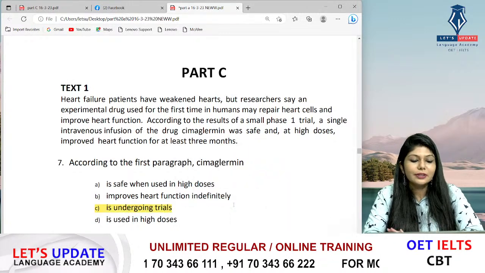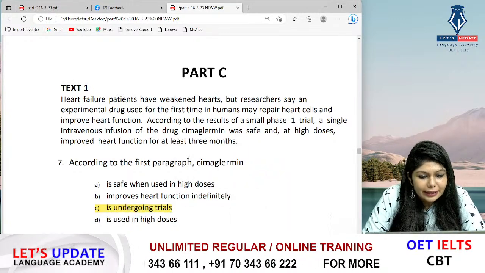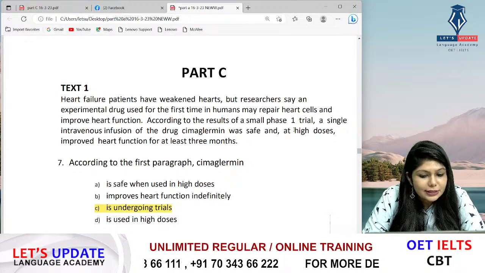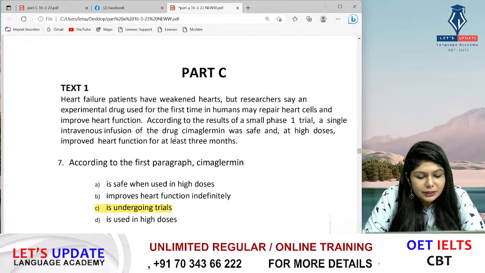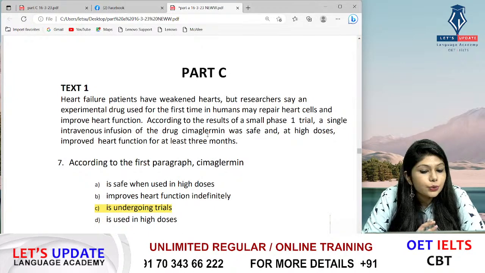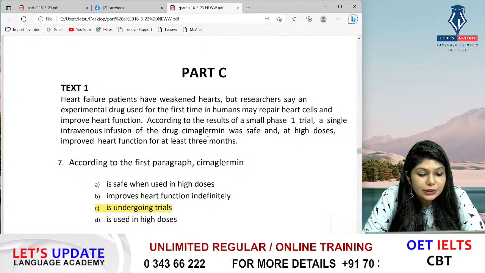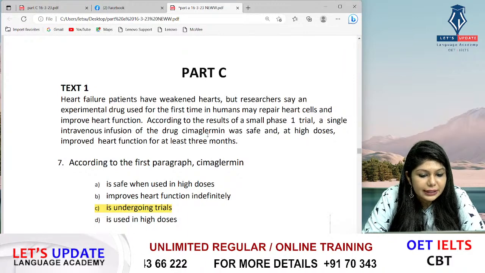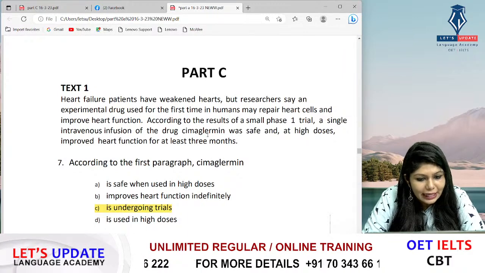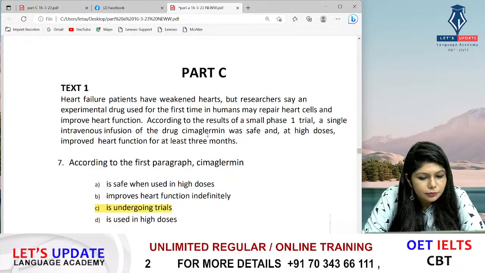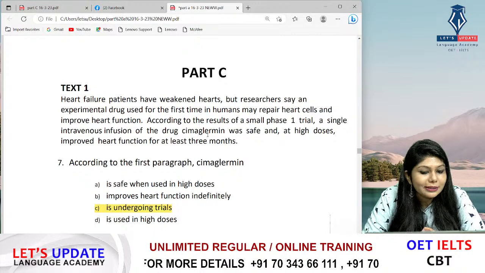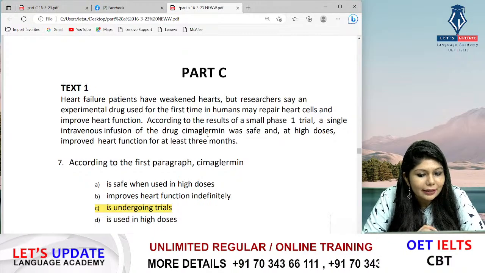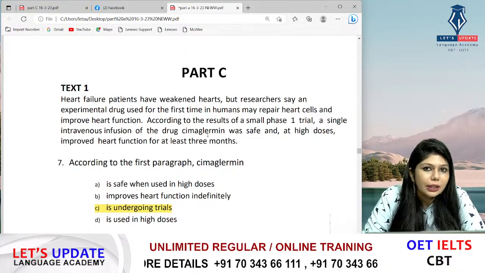According to the first paragraph, just look at this paragraph. What does it say? According to the results of a small phase 1 trial, a single intravenous infusion of the drug was safe and at high doses improved heart function for at least 3 months. So what they are telling us is that it is undergoing trials. That is something that is mentioned, and they are also talking about the results of the trial.